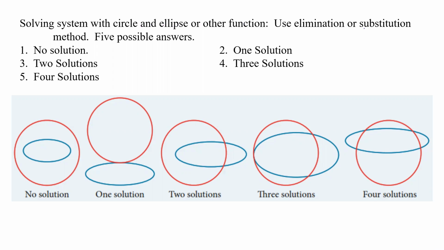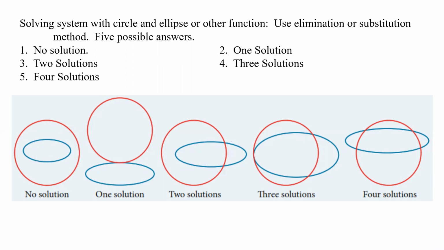And what we're going to do is use elimination or substitution method, and there's going to be 5 possible answers this time. You're going to have no solution, one solution, two solutions, three solutions, or four solutions. And these are kind of represented below here. No solutions, you have one inside the other. So you could have the oval outside the circle as well. It doesn't have to always be inside. One solution, they're just touching, kind of like tangent. So, that's how that one's going to work.